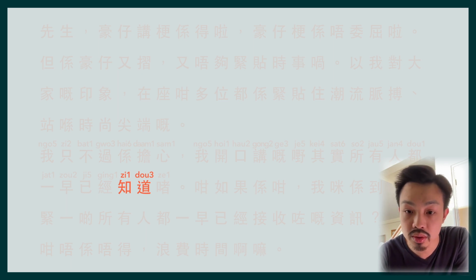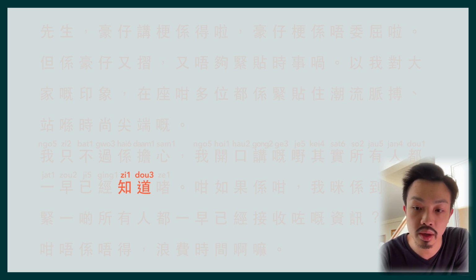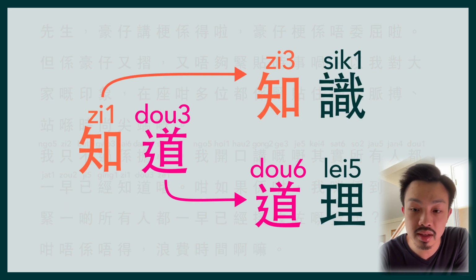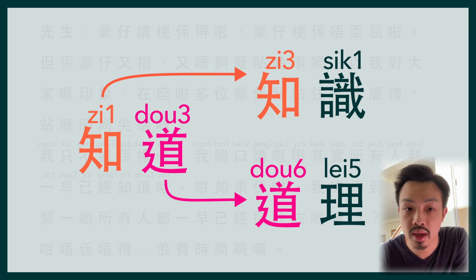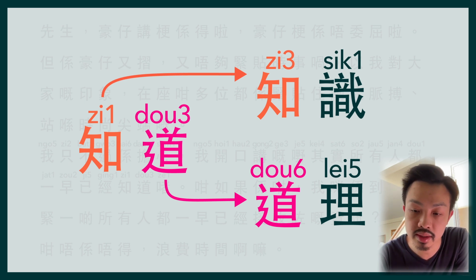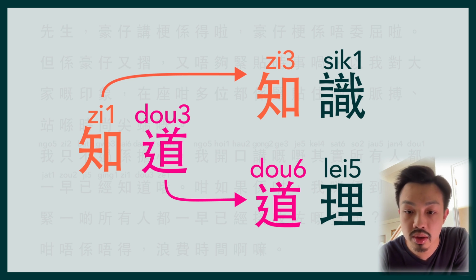It's also worth noting that depending on the meaning of the character, or the part of speech of the word, the pronunciation might change. Just like in these examples. Notice how the pronunciations have changed when the same characters are placed into different expressions. So on the left we have 知道, and on the right we have 知識 and 道理. So instead of learning character by character, I would suggest learning Cantonese in the unit of expressions.